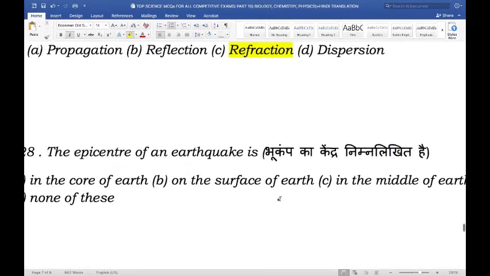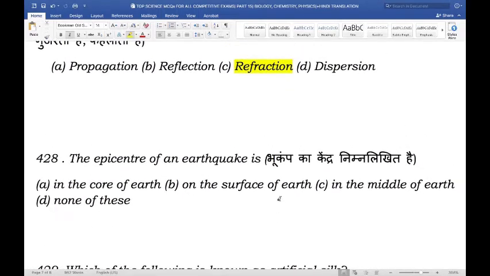Next, the epicenter of an earthquake is. So where is the epicenter of earthquake? In the core of Earth, on the surface of Earth, in the middle of Earth, or none? And the right answer here is on the surface of Earth. Epicenter is the point on the surface of the Earth that is directly above the underground point, which is also called as focus, where fault rupture commences, producing an earthquake.